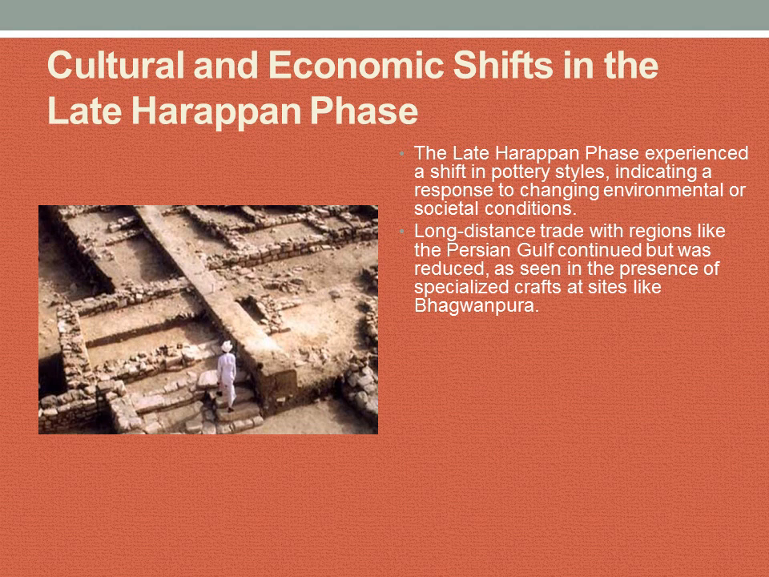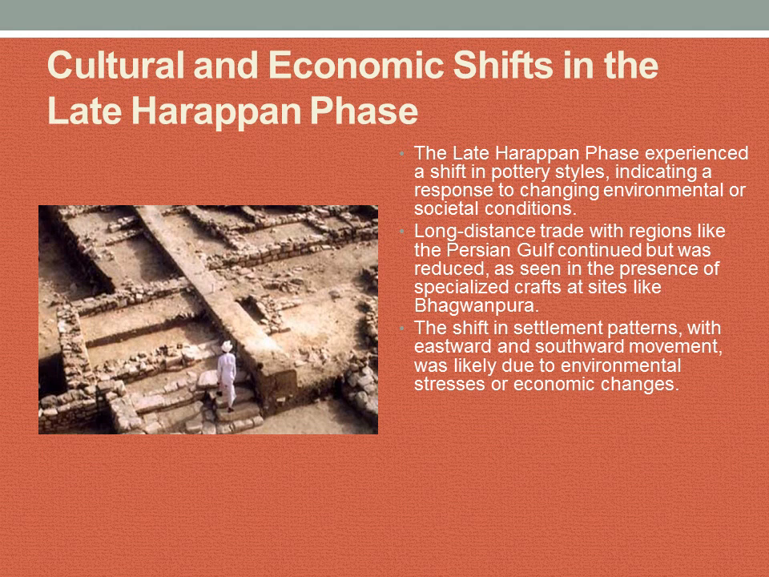So Bhagwanpura in Haryana was a site of specialized craft industry, but along with that, we have to take into account that long distance trade had decreased, with only a minimum of trade relations surviving with the Persian Gulf. The shift in settlement patterns with eastward and southward movement was likely due to environmental stresses or economic changes. So the entire settlement pattern moved eastward and southward, and this was probably because of environmental stresses which occurred because of overuse of resources.